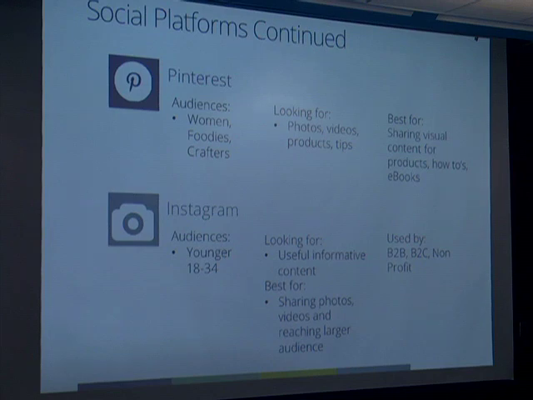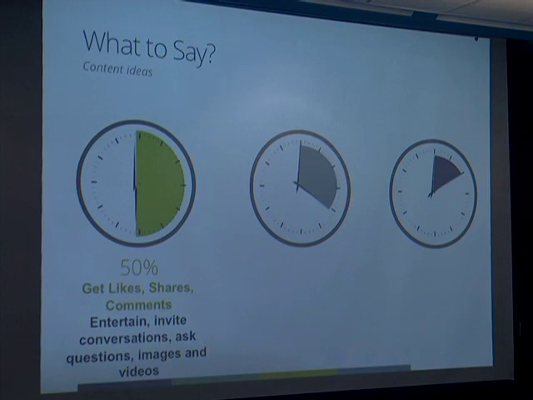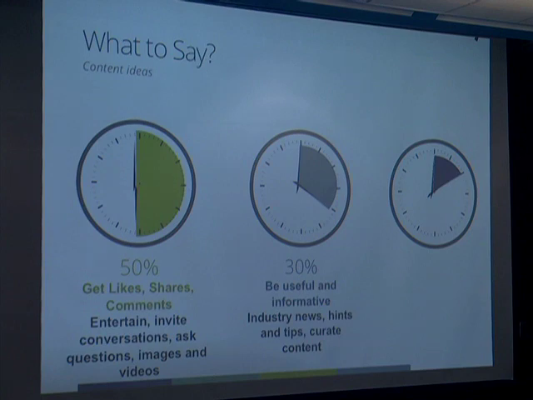So those are all your different platforms, or at least the top 5 that I would recommend looking into. So now you're like, okay, I'm on social, but I don't know what to say. So I'm going to give you a percentage of what you should be doing throughout the week. 50% of your time should be spent getting likes, getting shares, writing comments, viewing other people's comments, entertaining, inviting conversation, asking questions, and posting images and videos. That's what you want to do 50% of your time. 30% of your time, you want to make it useful and informative information, industry info, hints and tips, curated content.